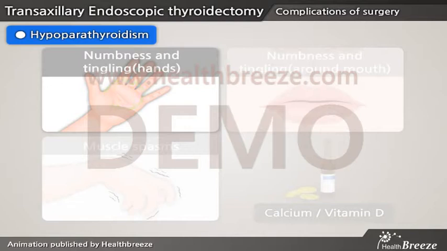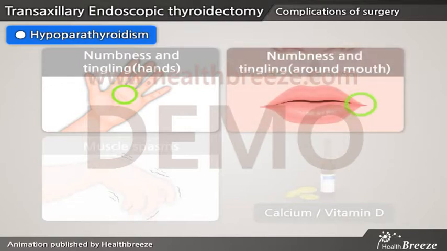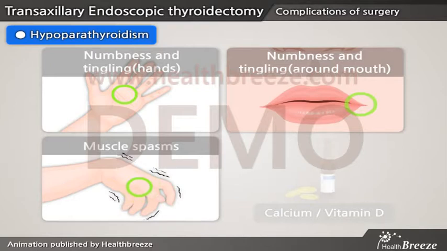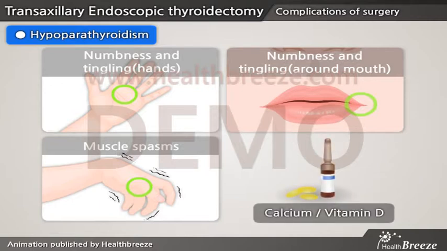Lowered calcium level can lead to numbness and tingling of your hands and around your mouth, as well as muscle spasms in more severe cases. These symptoms are treated with calcium and vitamin D supplements until the parathyroid gland recovers.